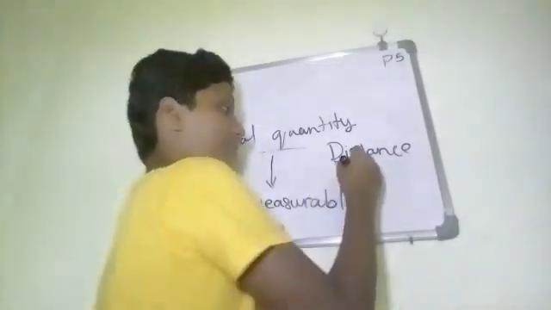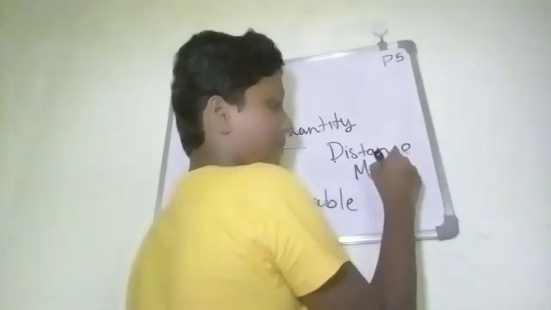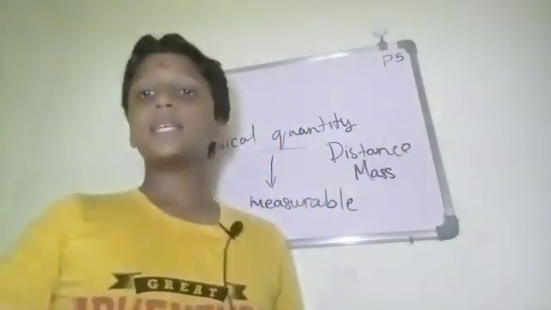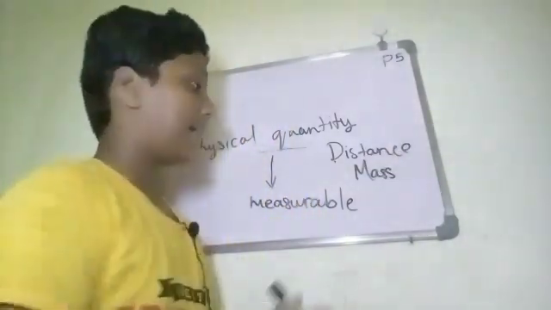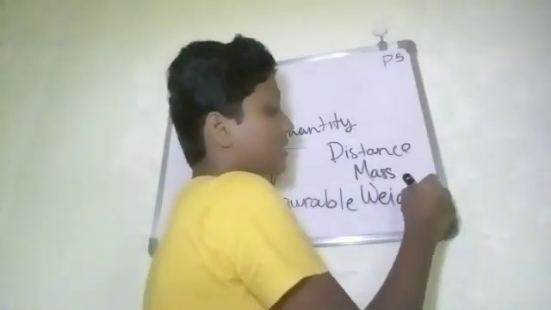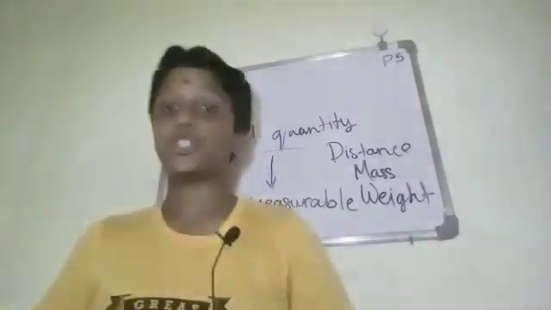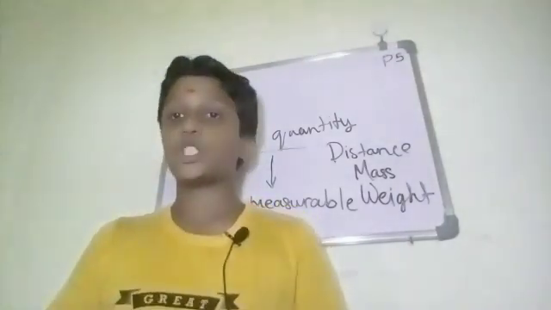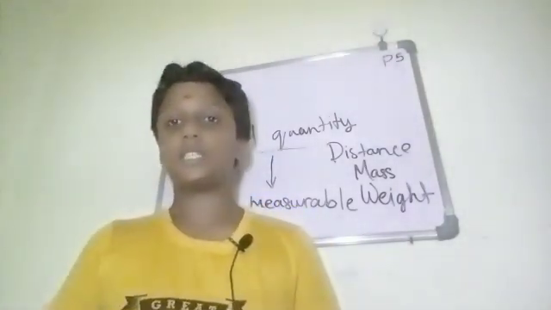And next we have mass. We can measure mass. So mass is a physical quantity. And next weight. Weight is also a physical quantity because you can measure it. Anything you can measure is a physical quantity.